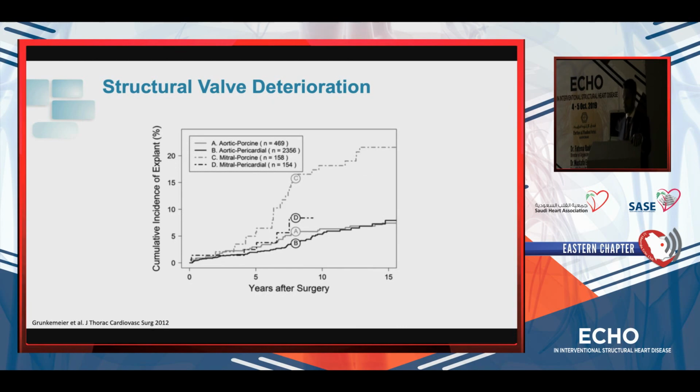It also depends on what kind of valve we're going to implant in these patients. So if you look at line C and D, again, the highest rates of deterioration are seen in the mitral valve, but you see it's much more frequent when we use a porcine valve compared to a pericardial valve. So keep that in mind with implantation.